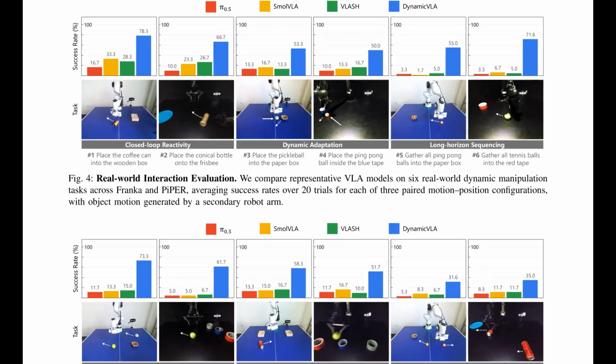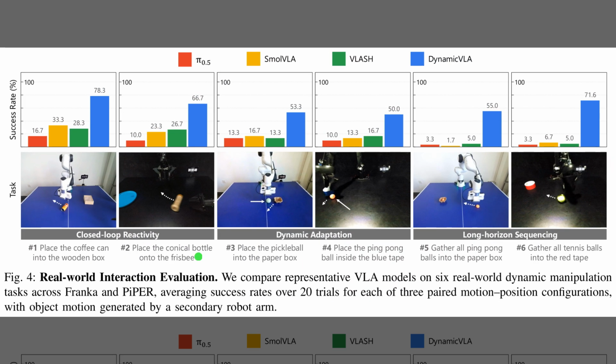Moving from simulation to the physical lab, Figure 4 validates these findings with real-world experiments on the Franka and Piper robots. The top row displays success rates across 6 tasks, ranging from simple reactivity to complex sequencing, with the blue bars representing DynamicVLA. On the far left, under closed-loop reactivity, the model achieves over 78% success on the coffee can task, effectively doubling the performance of the runner-up. As we look to the far right at long-horizon sequencing, the gap widens dramatically. While baselines struggle to reach single digits, DynamicVLA remains robust, scoring over 71% on the tennis ball gathering task.